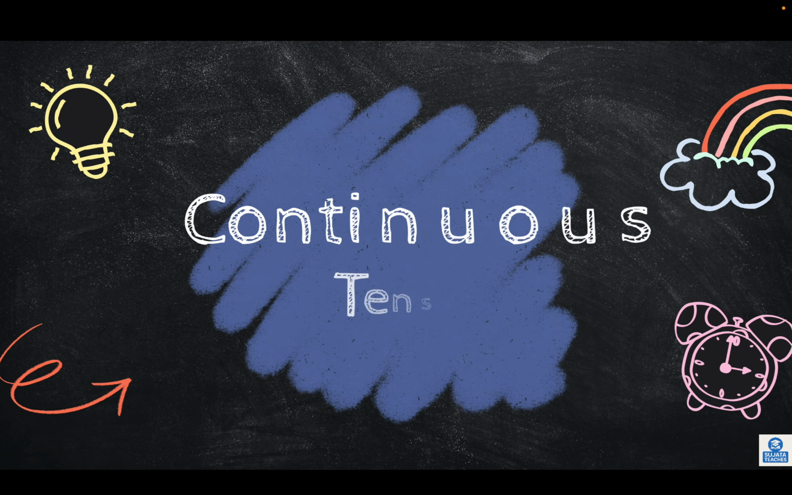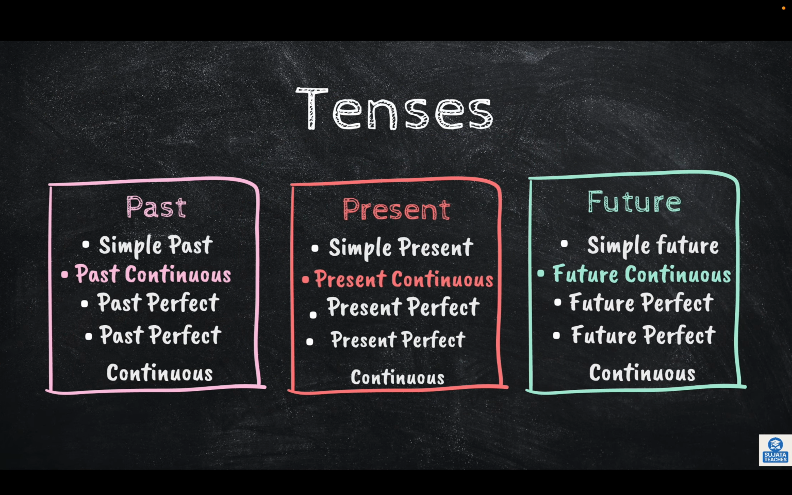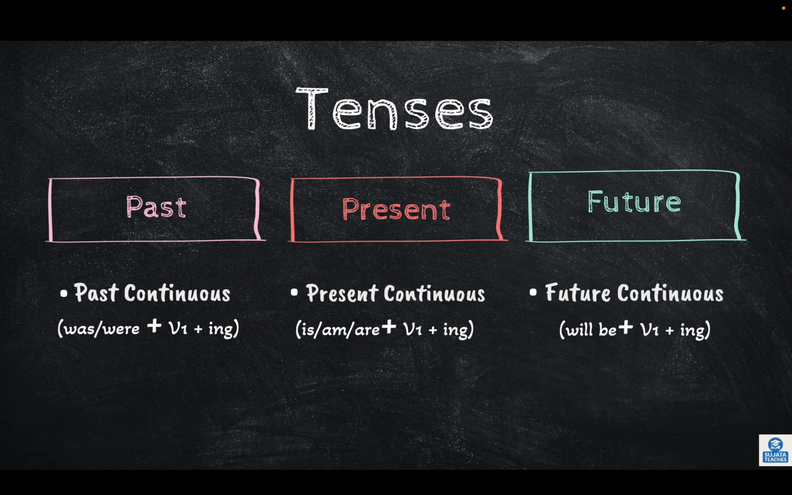Today you will learn continuous tenses. There are three types of tenses: past, present and future tenses. In the previous video you must have seen simple tenses. Today you will learn continuous tenses: past continuous, present continuous and future continuous.